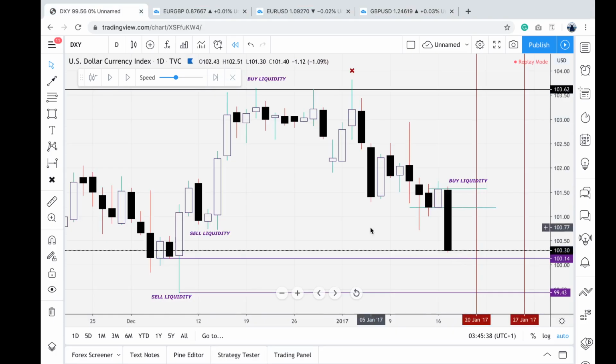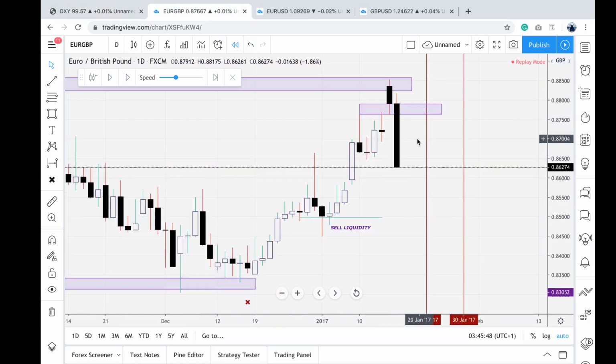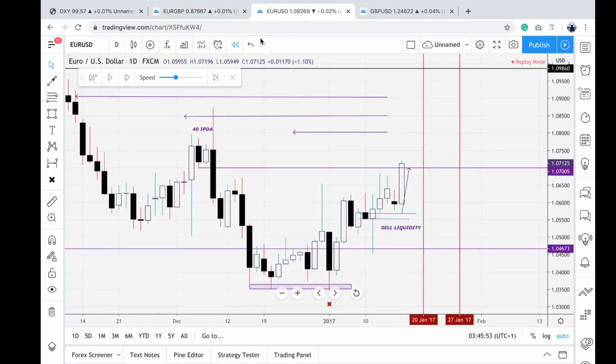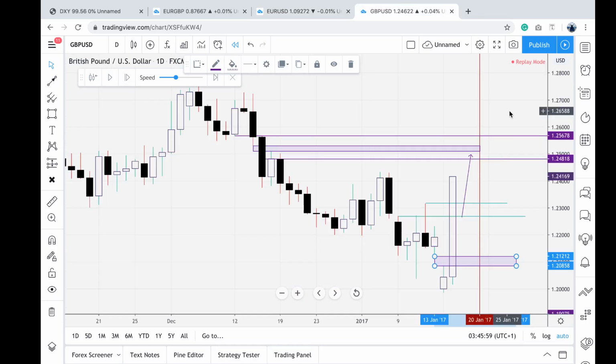Remember, our target is 100.14. So price just straight up never meets that target, goes back up. Okay, British Pound, Euro Pound, we're staying out of this. All right, so Euro Dollar, we're staying out of this also. And British Pound US Dollar, want to see price trade into this level if you're looking for buys.